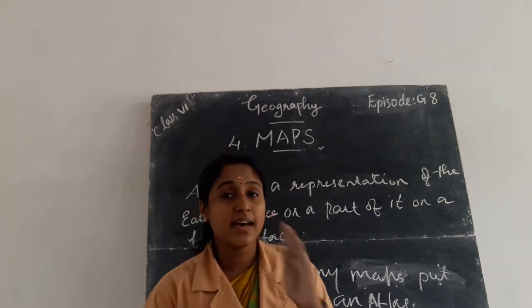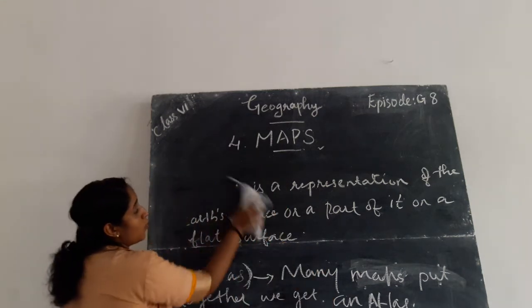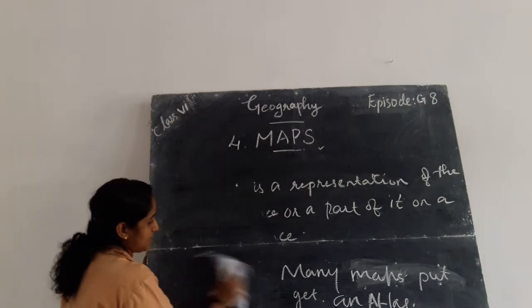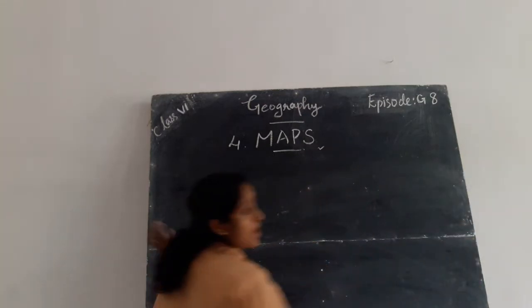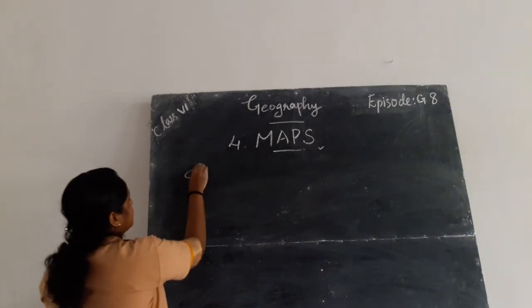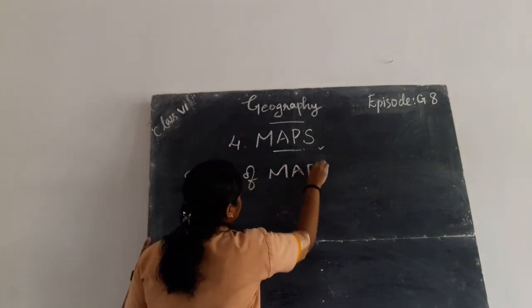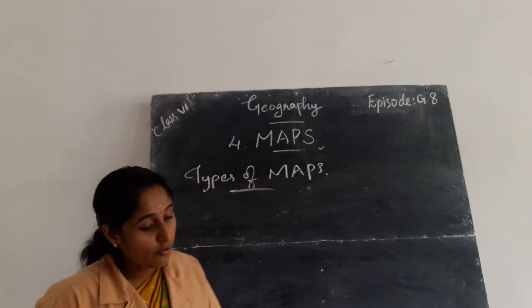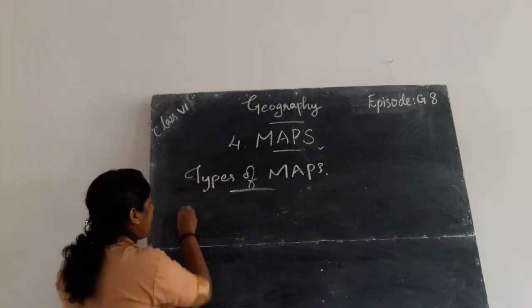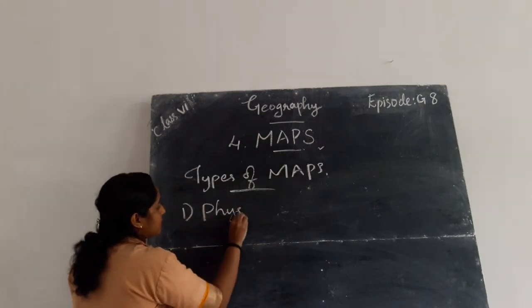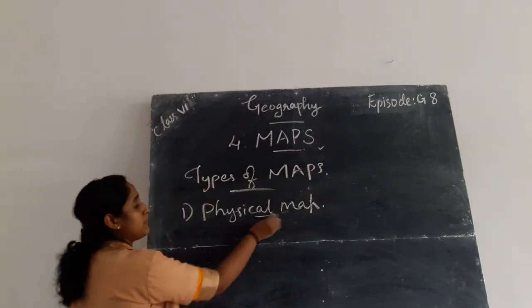We have different types of maps. Now we are going to study the different types of maps. Which are they? The first one is the physical map. What do you mean by physical map?